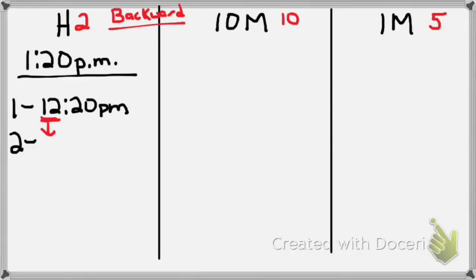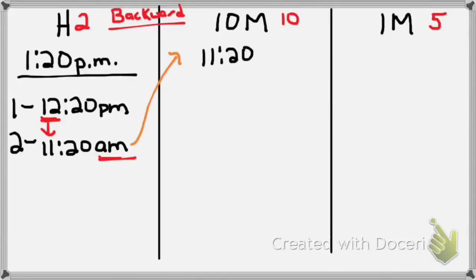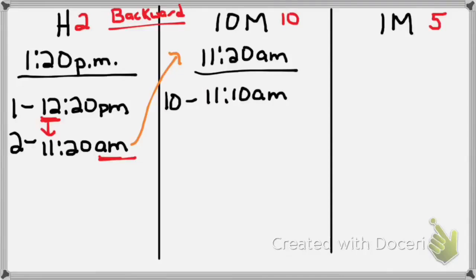Now, 1 hour less than 12:20 p.m. is 11:20 a.m. That's before it changed to p.m. I'll take that 11:20 a.m., bring it up, write it down, and put my line under it, 11:20 a.m. Now I know that I have to count backwards 10 minutes, so I'll write down my 10. What's 10 minutes less than 11:20 a.m.? 11:10 a.m. So I write that down. That's it. I finished my 10-minute column, so I'm going to move that time to my 1-minute column. I'll write down 11:10 a.m.